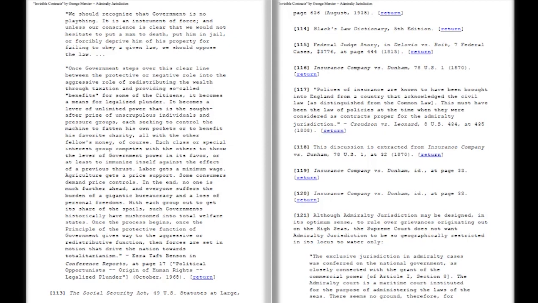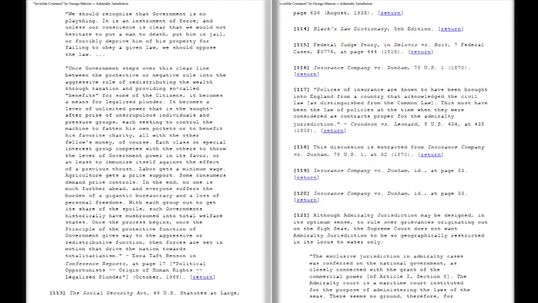Return. 113 The Social Security Act, 49 U.S. Statutes at Large, page 636, August, 1935. Return. 114 Black's Law Dictionary, 5th edition. Return. 115 Federal Judge Story, in Lovio vs. Boyd, 7 Federal Cases, number 3776, at page 444, 1815. Return. 116 Insurance Company vs. Dunham, 78 U.S. 1, 1870.